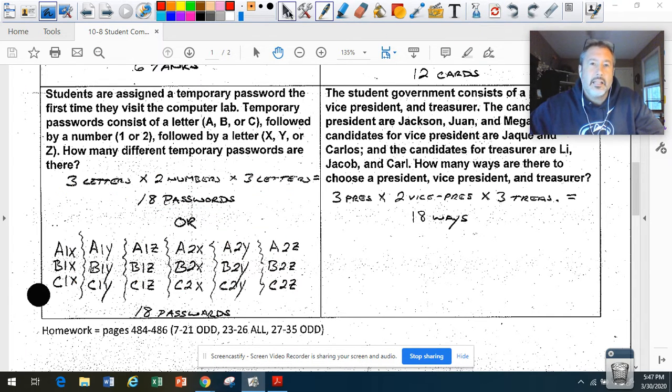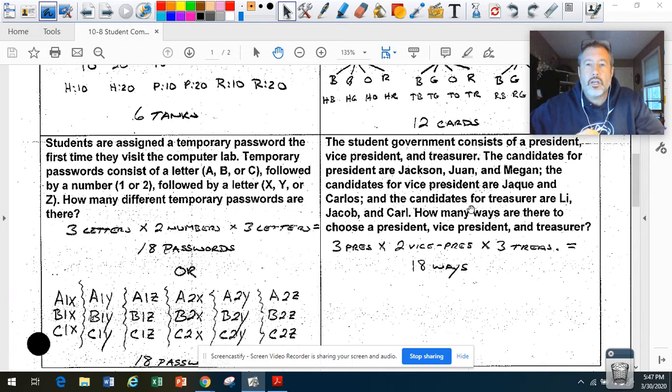Okay. Let's look at some elections at the student government. So the student government consists of a president, a vice president, and a treasurer. Okay. The candidates for president are Jackson, Juan, and Megan. The candidates for vice president are Jacques and Carlos, and the candidates for treasurer are Lee, Jacob, and Carl. So how many ways are there to choose a president, vice president, and a treasurer?